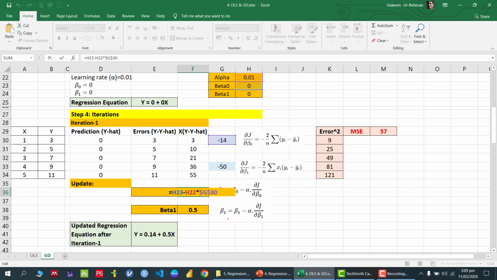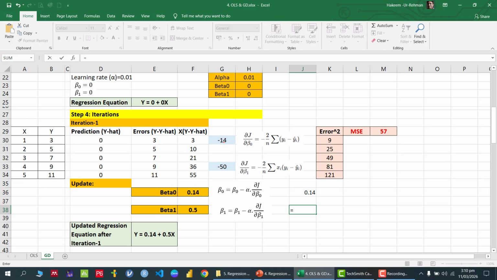So the new beta naught is going to be, okay, so let me show you over here. The new beta naught is going to be the old beta naught, then the formula is minus alpha, so the alpha is this one, multiplied by the gradient value with respect to beta naught, so we are getting 0.14.